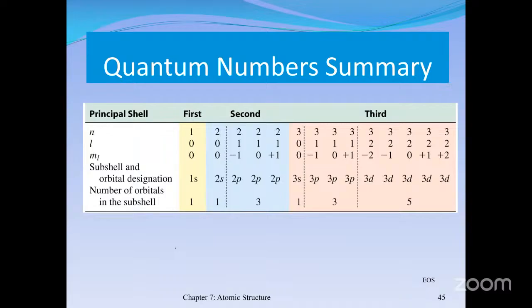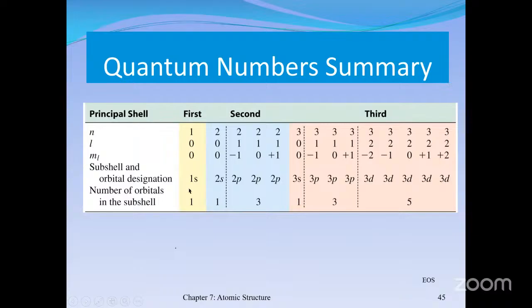Firstly, we have the principal shell number, right? N equals 1, 2, 3, all the way up to infinity. It can go all the way to infinity. In the case of N equal 1, the only possible value of L would be 0, and the only possible value of ML would be 0. So therefore, the way we designate this particular subshell, we call it 1S, right? 1 is the N value, and S is the value associated with the fact that L is equal to 0.